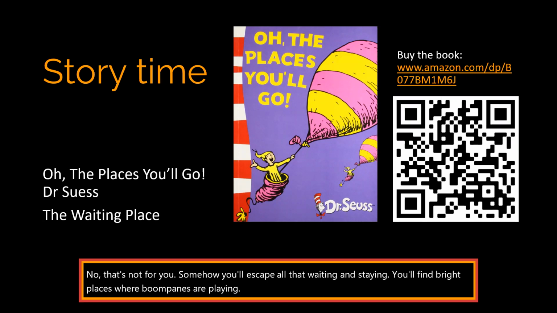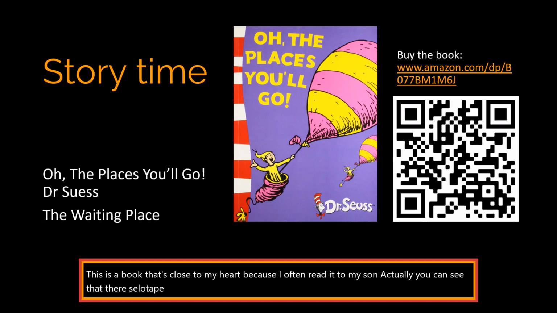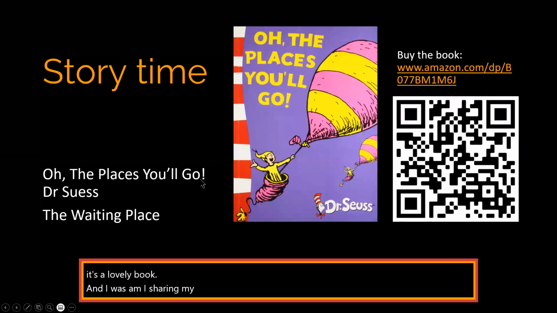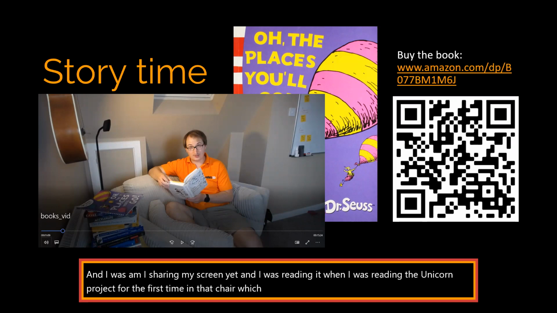This is a book that's close to my heart because I often read it to my son. Actually, you can see that there's sellotape here from where it's been battle worn, reading this book to my son. I think it's a lovely book. And am I sharing my screen? Yep. And I was reading it when I was reading the Unicorn Project for the first time in that chair, which is just over there. That's my reading chair in this corner of my office, currently with a cat on it.